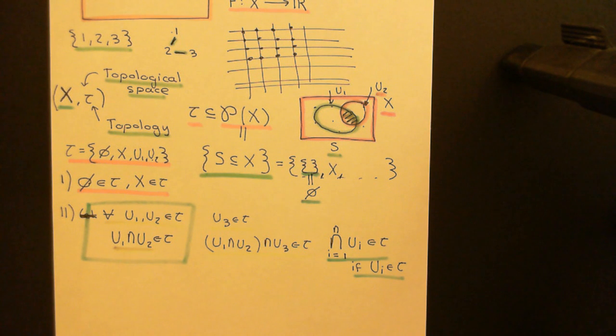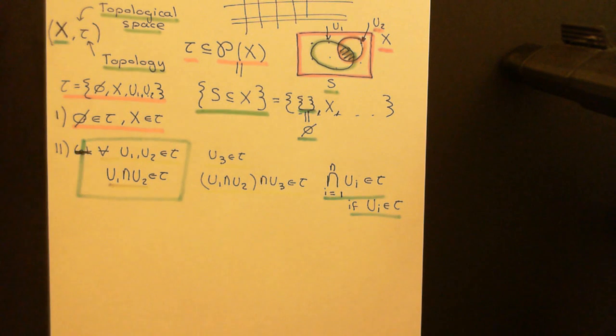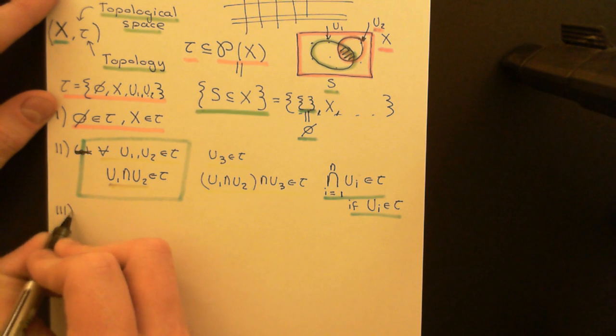Okay, so that's axiom number 2 then, that if you intersect any two subsets that are in the topology, you must get another element that's in the topology. So you have to design this subset of the power set very, very well. Okay, and we're going to insist further. Okay, so axiom number 3 now.